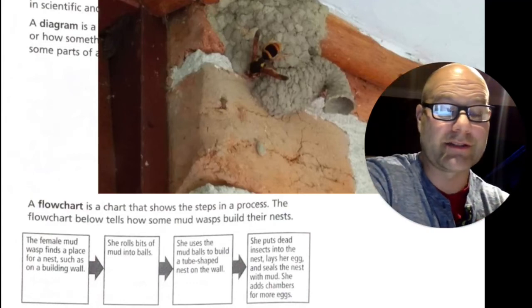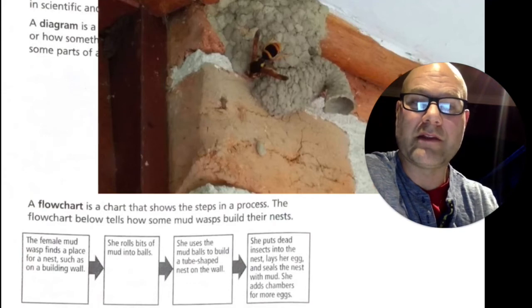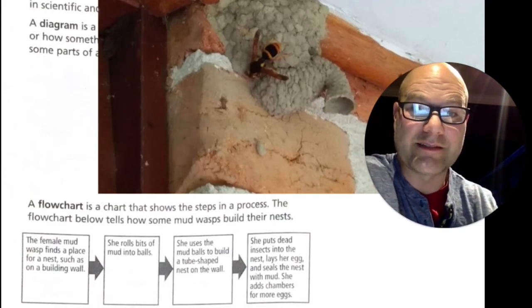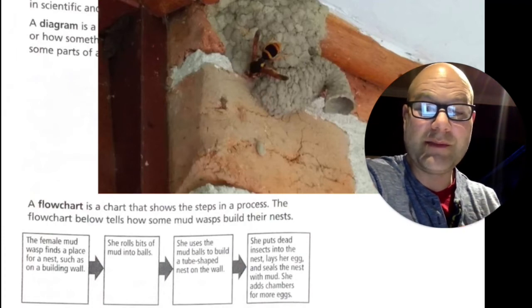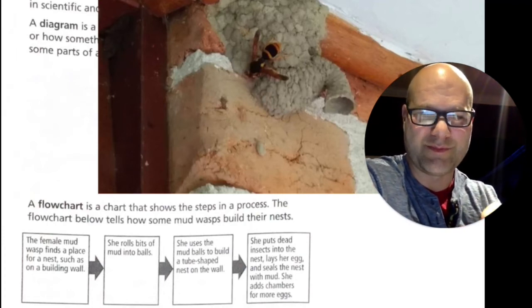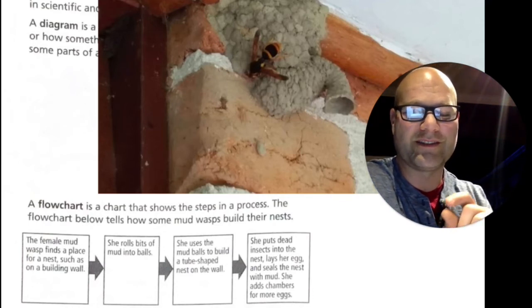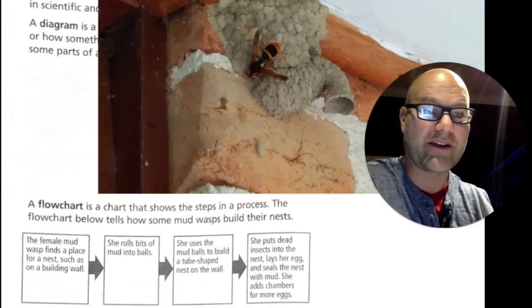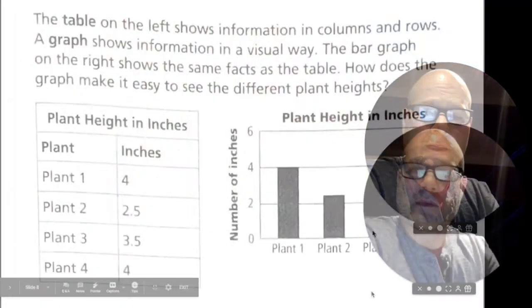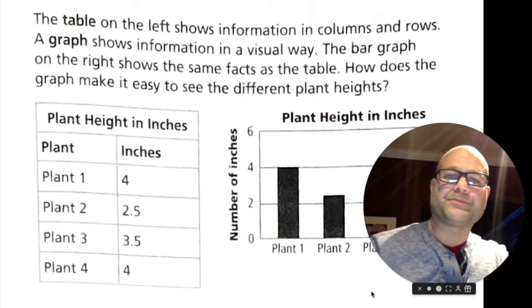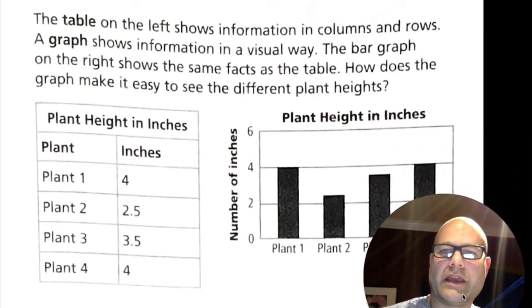And actually, as it turns out, sometimes they may be dead, but more often than not, they're paralyzed because the mud wasp uses special chemicals to keep the insects that are inside these mud tubes alive, just enough for the larvae to eat the paralyzed, oftentimes spiders. It's pretty wild stuff. The table on the left shows information in columns and rows.